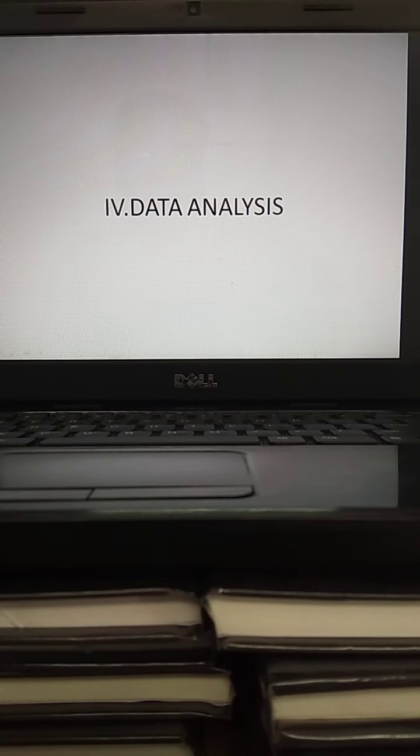Now in this unit we are going to understand, after getting the data, how to extract the information from the available data, whatever data is there from primary or secondary methods. This aspect is known as data analysis, which is most important.